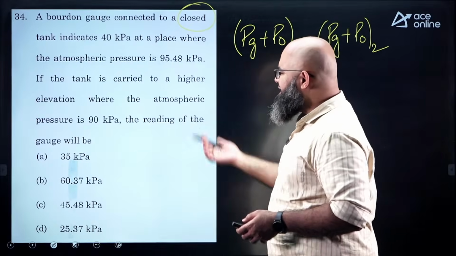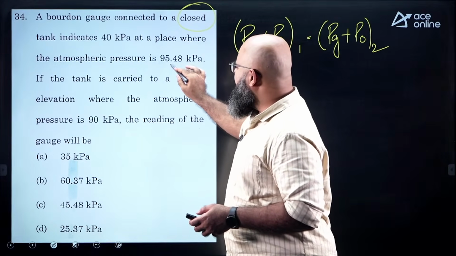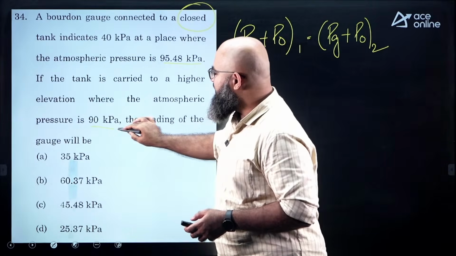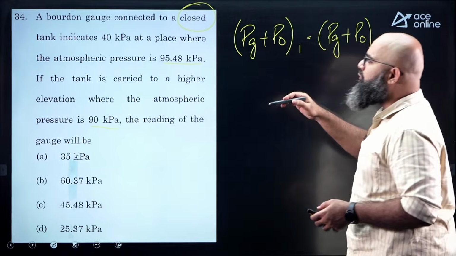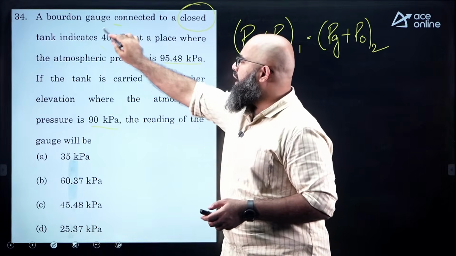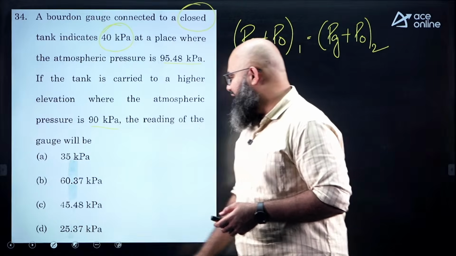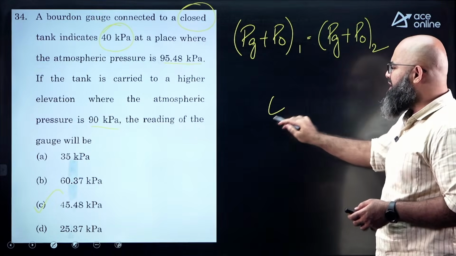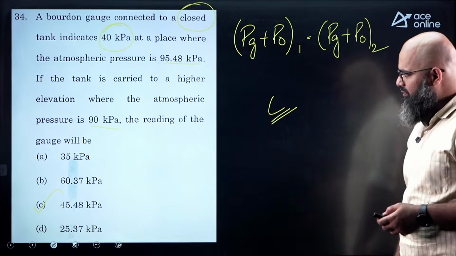Now if you see logically, your P naught value is changing from 95.48 to 90. That means P naught has dropped by 5.48. So P gauge has to rise by 5.48. So add 5.48 to 40, you will get the answer as 45.48. There is no need to write anything further. Straight away you can mention the answer over here is option C.